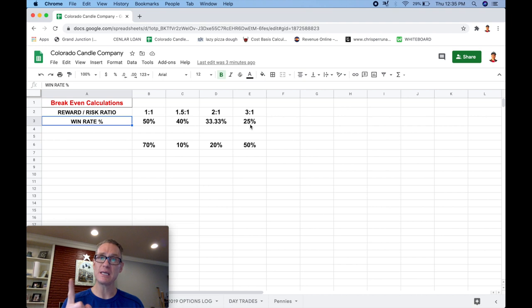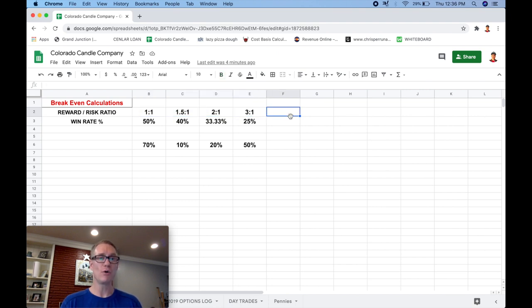So the first piece to this puzzle for calculating your edge is your reward to risk ratio. You need these, okay? Now, the second piece to this puzzle is your win rate, which comes as a result of backtesting 50 to 100 times using a specific setup and a specific reward to risk ratio. Now, don't collect just one reward to risk ratio. Collect more than one, collect four. I would say no fewer than four. That way you can compare them.